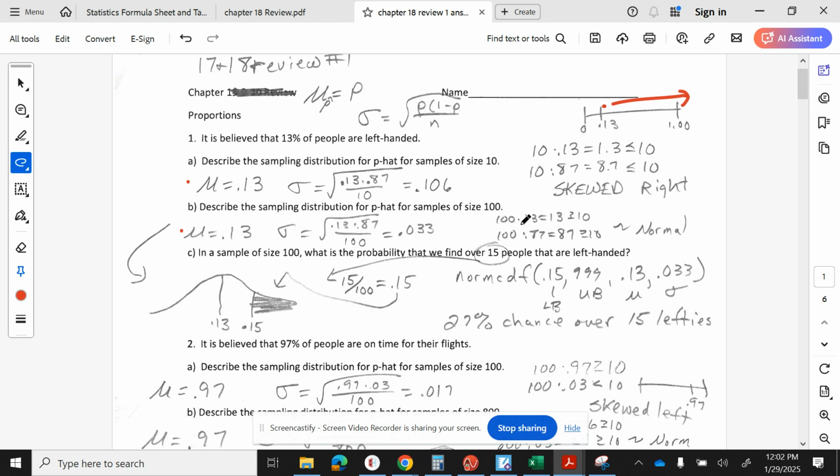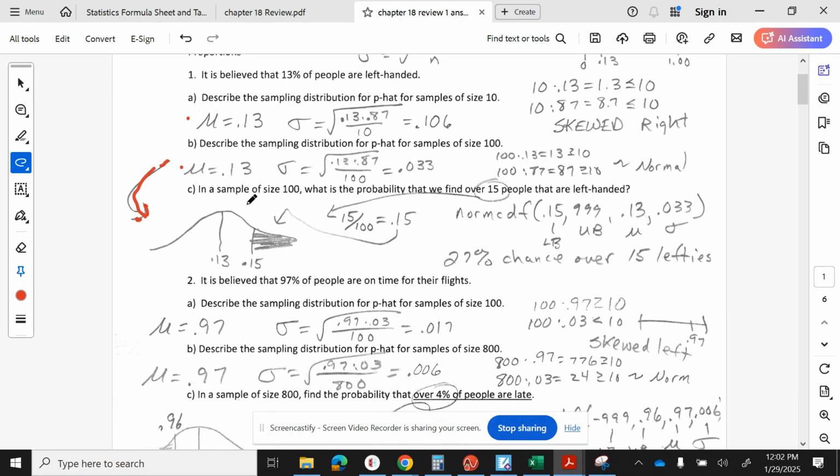But now, you have to check nearly normal. 100 times 0.13 is 13. That's greater than 10. 100 times 0.87 is 87. That's greater than 10. So it is nearly normal, which then brings us to this question, which we can flow into. Because it's nearly normal, we can draw a normal curve down here. And our mean is the 0.13 that we're bringing from part B. But this problem, I usually have one like this on the test, so pay attention to this one. Pay attention to the other reviews that do this.